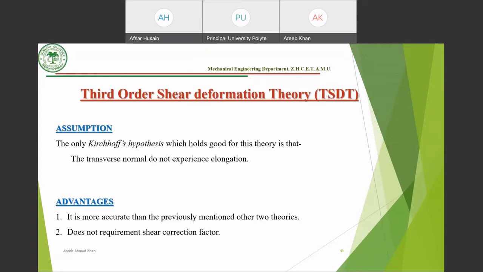But obviously, the computational effort in this theory is higher. And the only assumption which holds true for this case is that the transverse normal does not experience any elongation. That means the strain in the direction of the transverse normal is again 0. But the shear stresses at the top and the bottom surfaces will not be 0 in this case.